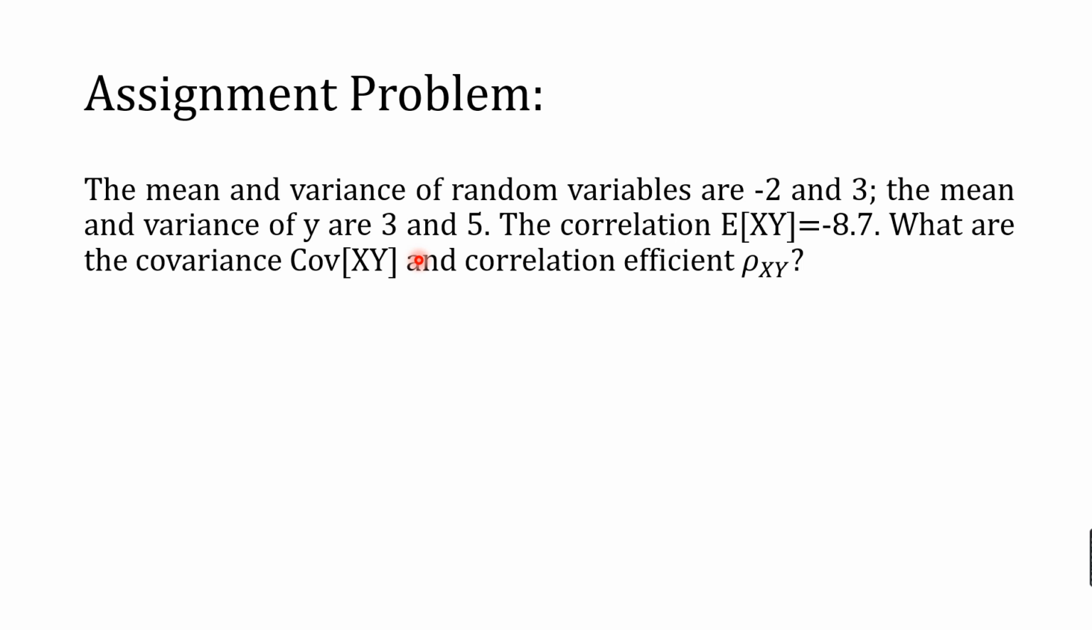So let us take this as an assignment problem. Mean and variance of x are -2 and 3. Mean and variance of y are 3 and 5. The correlation coefficient is given here, -0.7. What is the covariance of xy and the correlation of xy? So take this as an assignment.